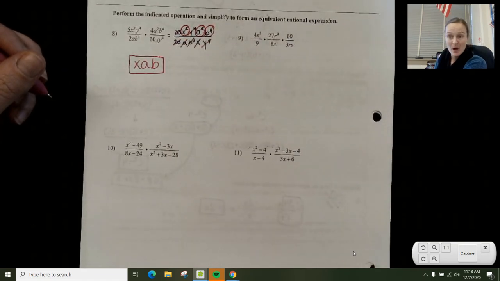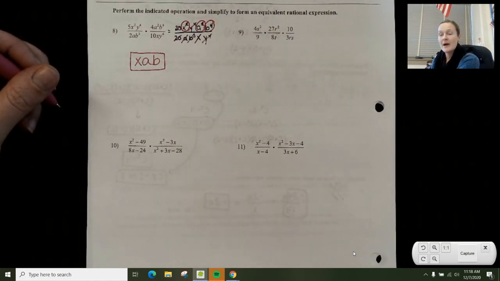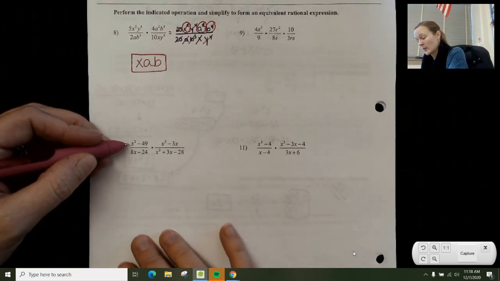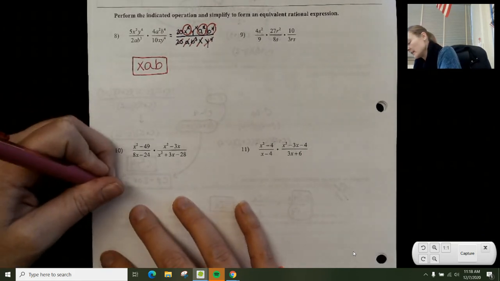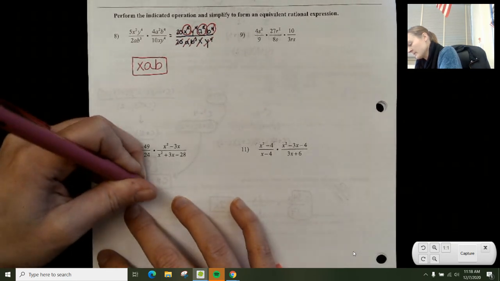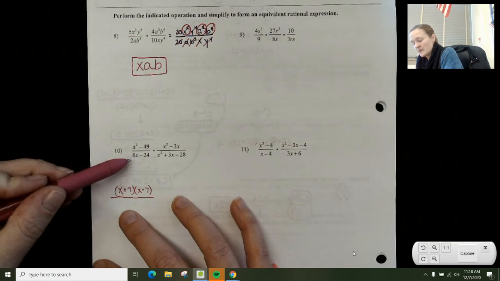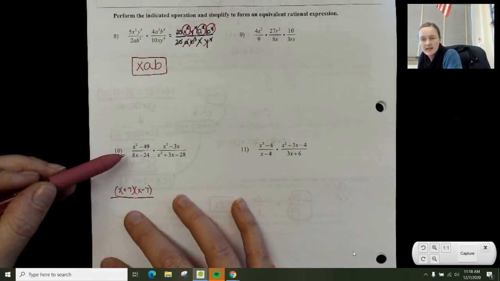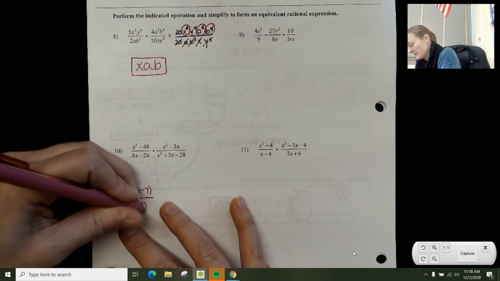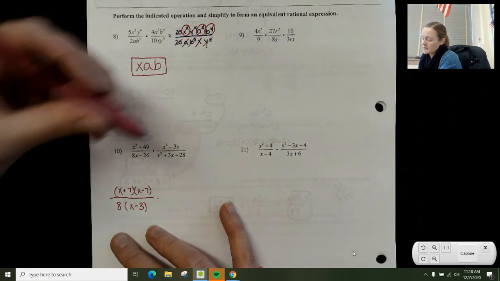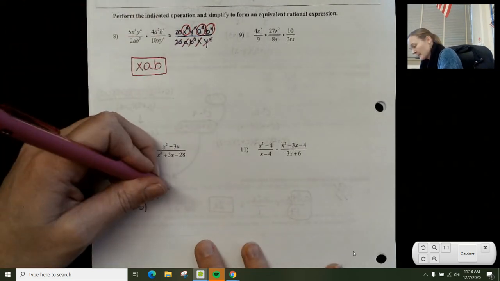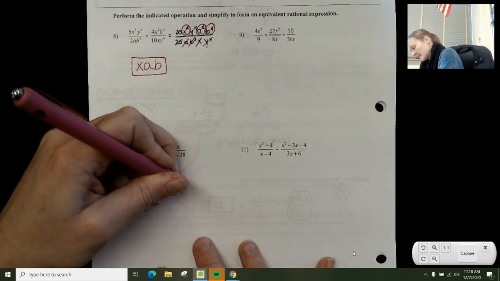Now, when you do this with polynomials, remember in the last video, you have to factor everything before going. So this first one, x squared minus 49, is a difference of squares. It's going to be x plus 7, x minus 7. On the bottom here, 8x minus 24, all I can do is take out a GCF of 8. So it'll be 8 times x minus 3. In the top over here, I've got x squared minus 3x. All I can do is take out a GCF of x. So I've got x times x minus 3.